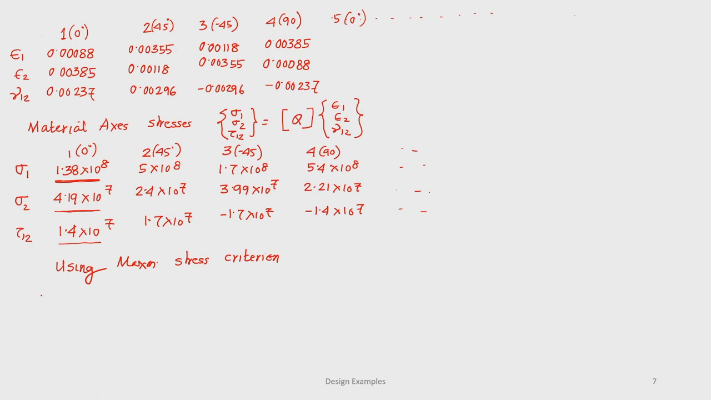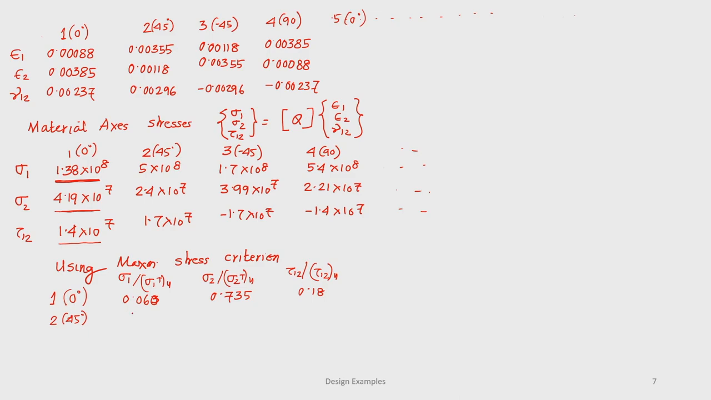Say for lamina 1, for I mean this is 0 degree, for sigma 1 by sigma 1 Tu, this comes out to be 0.060. Then sigma 2 by sigma 2 Tu comes out to be 0.735. Tau 1 2 by tau 1 2 U comes out to be 0.18. Please check that.